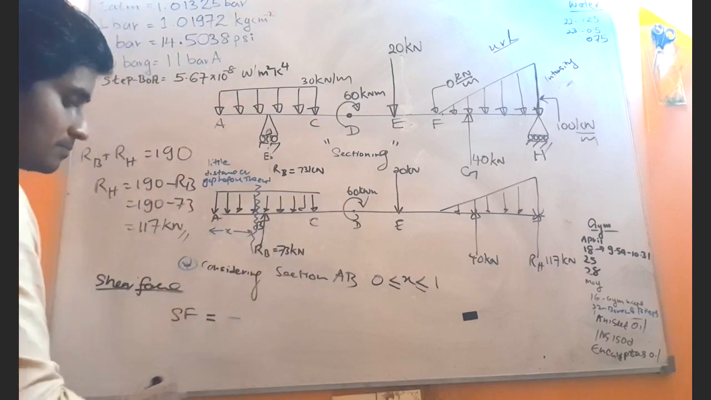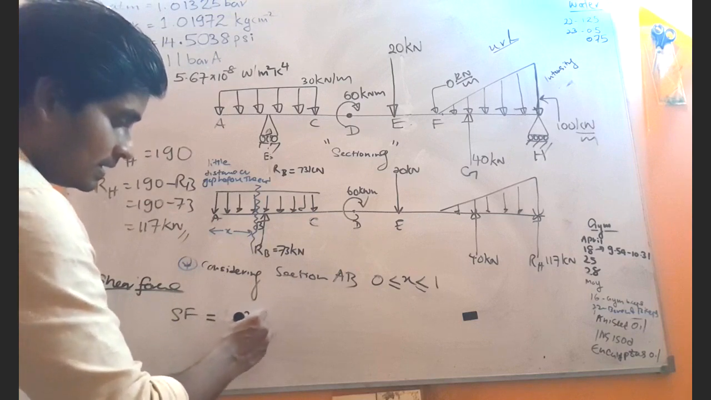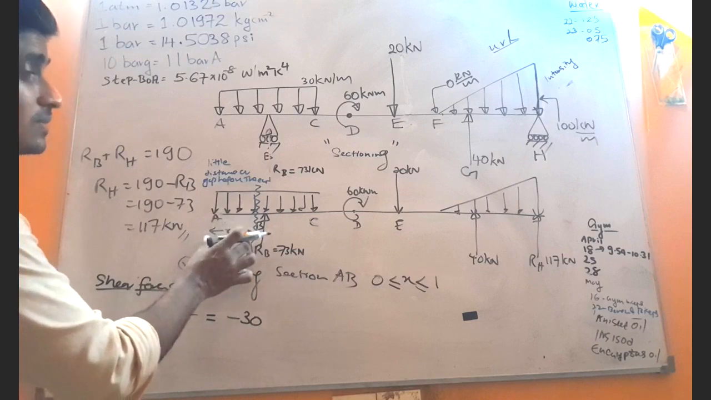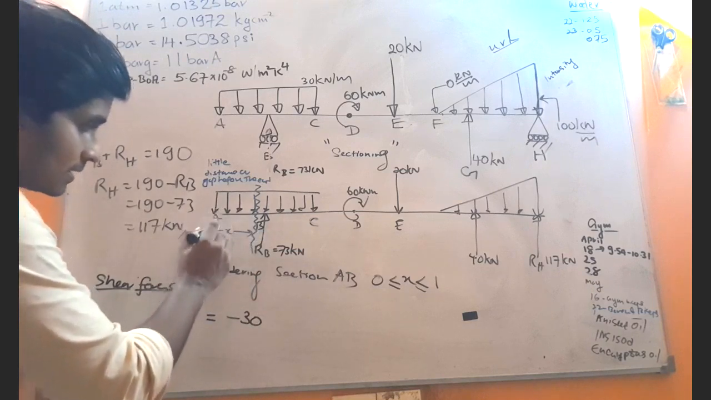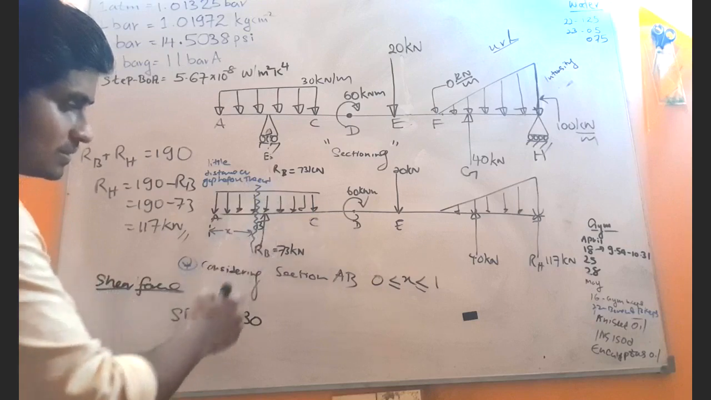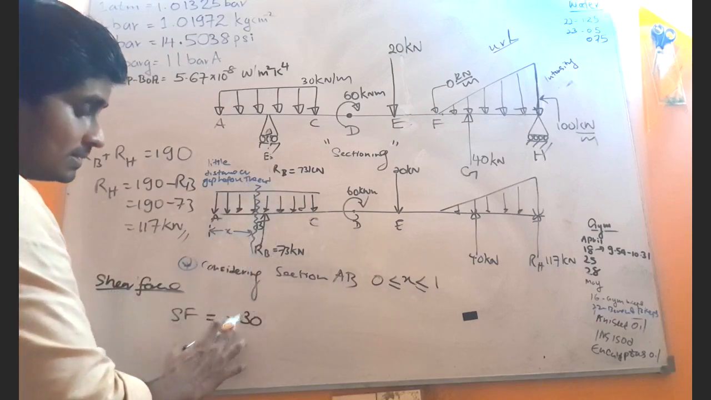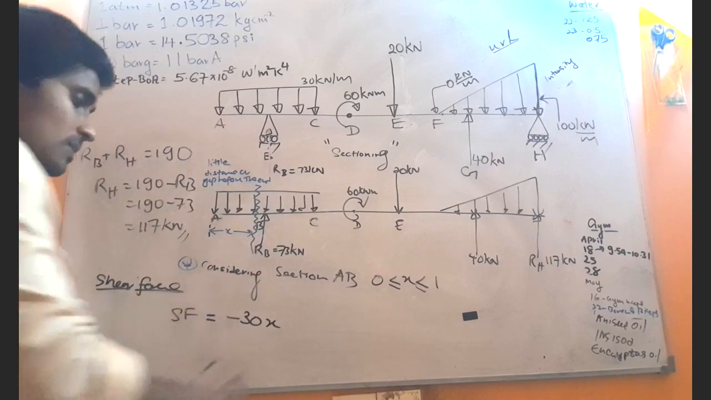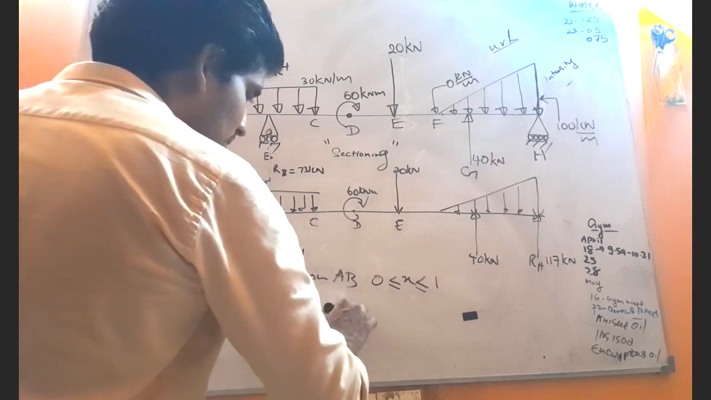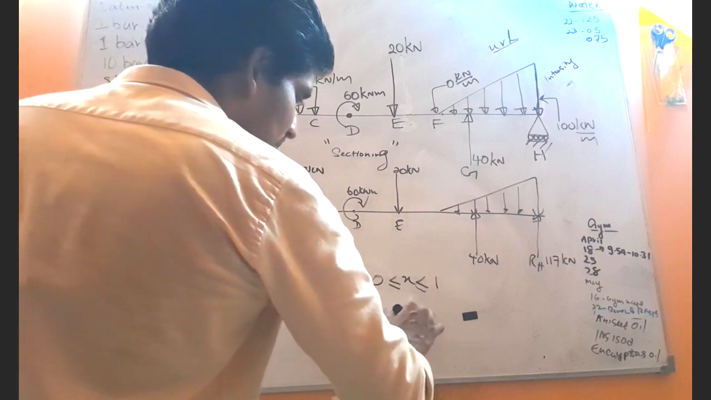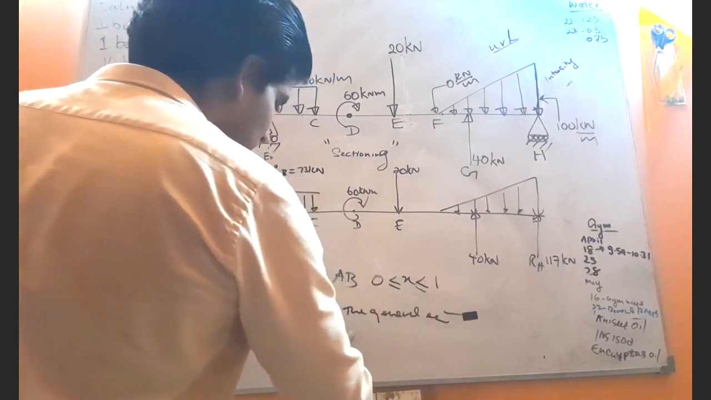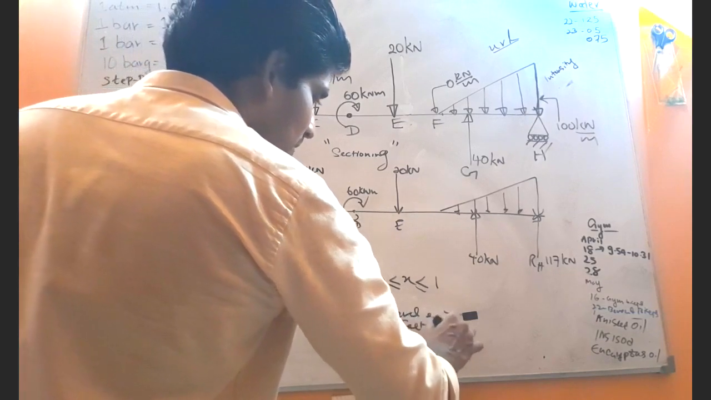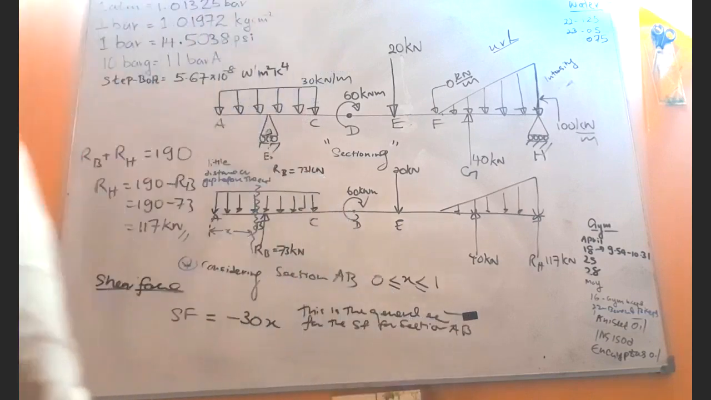So minus 30 into, what is the length? Length is x, right? 30 into x, because x is the length of the section. Starting from here to here, this is where we cut the section, right? So minus 30 into x. Now this is the general equation for the shear force for section AB, right?